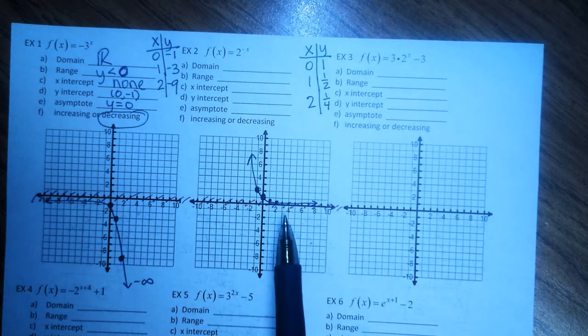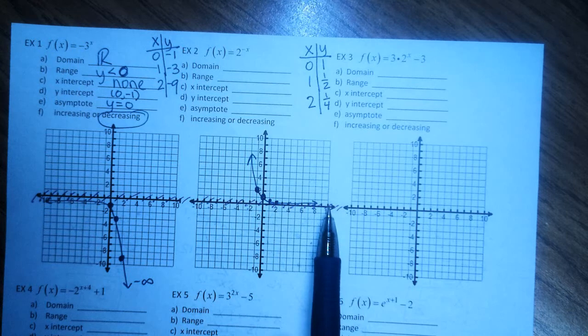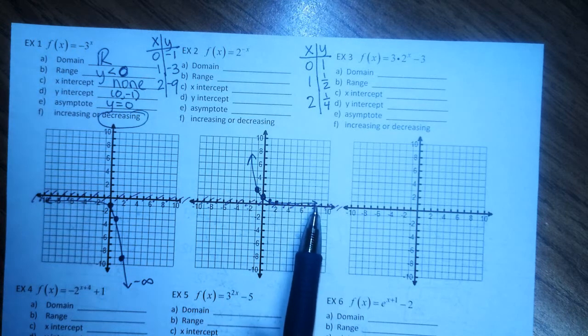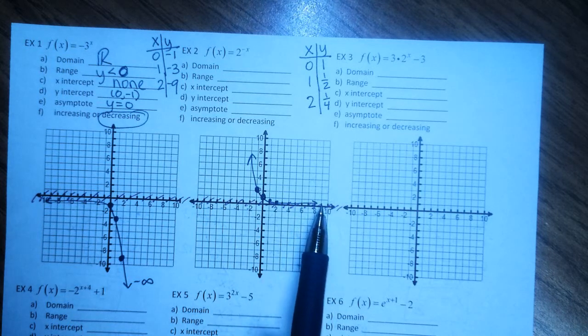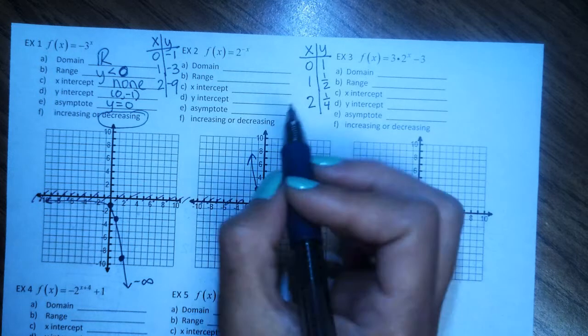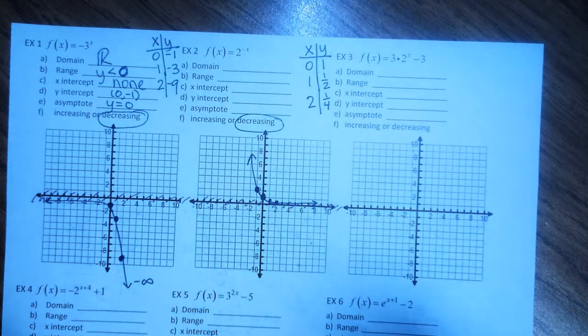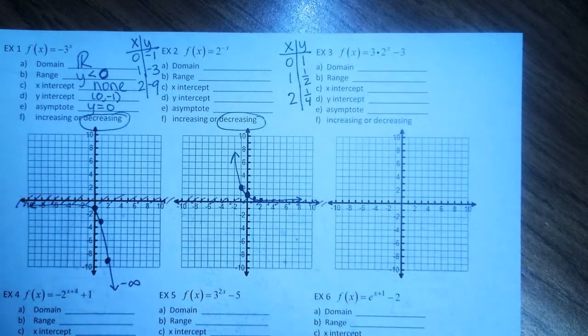So in this graph, as x gets larger and larger, the y values are decreasing. But this time they're getting closer and closer to 0, but they're still decreasing. They're getting smaller and smaller towards 0. So this would still be called a decreasing function. Your job is to finish the rest of this. Look at the answer key online.